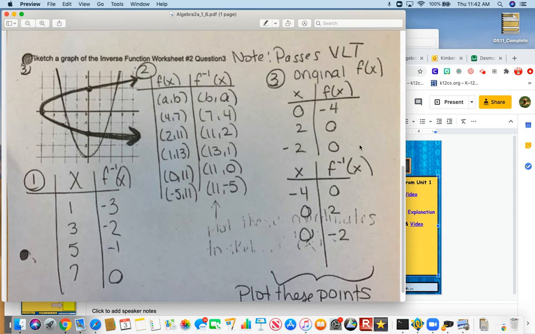Now remember, for an inverse, switch x and y. So these become the x's and these become the y's. So now you can graph the inverse. Plot the point (-4, 0), which is here. Plot the point (0, 2), which is here. And plot the point (0, -2), which is here. And now you just draw a smooth curve. So that's how you would do the inverse function.